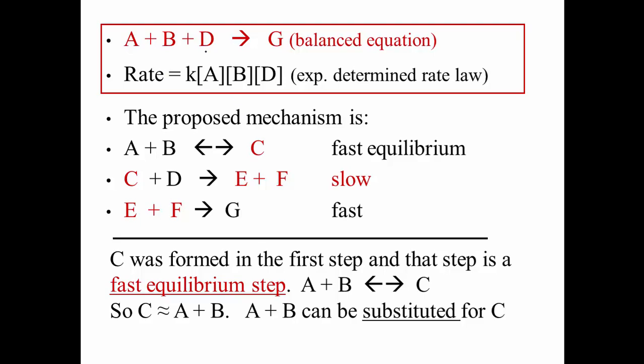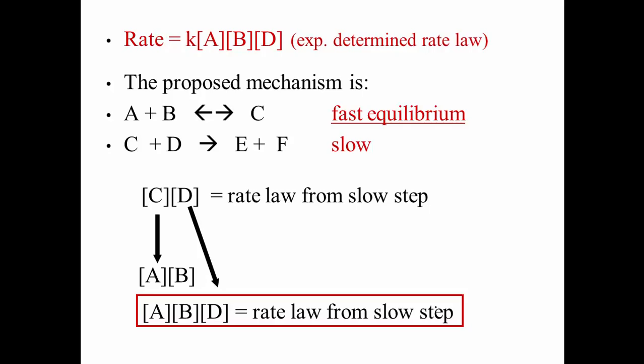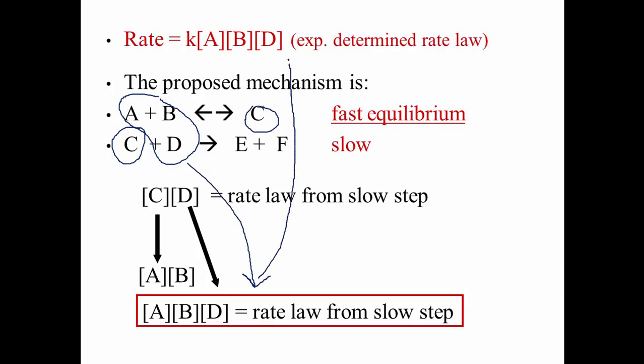If C was formed in the step prior to it being in the slow step, and it is formed in a fast equilibrium step, then we can substitute in for C with A and B. So A and B are substituted in, D still remains, and based on our substitution, this being substituted with that, we have a rate law that matches our experimental rate law.